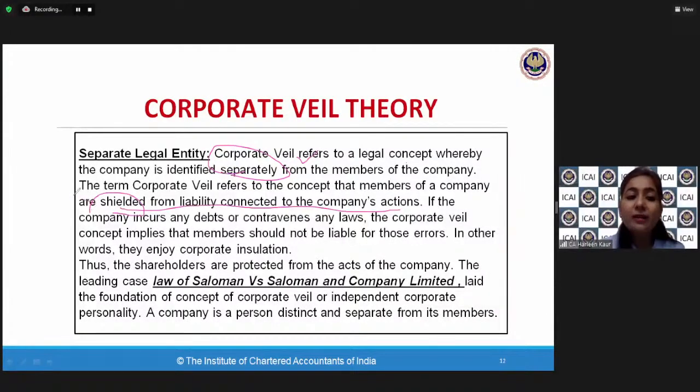Shielded means we are protected. Shielded means that shareholders are given a protection, that whatever the liability is being incurred by the company, shareholders will never be liable. If the company incurs any debts or contravenes any provisions, then members will not be liable for those errors. In other words, they enjoy corporate insulation.